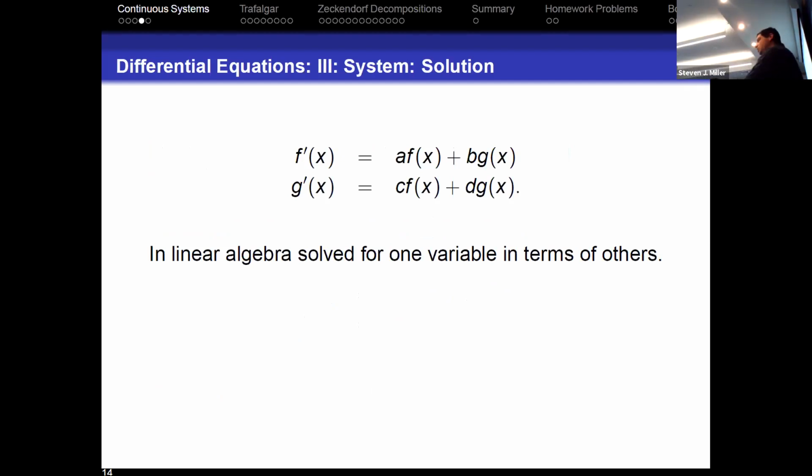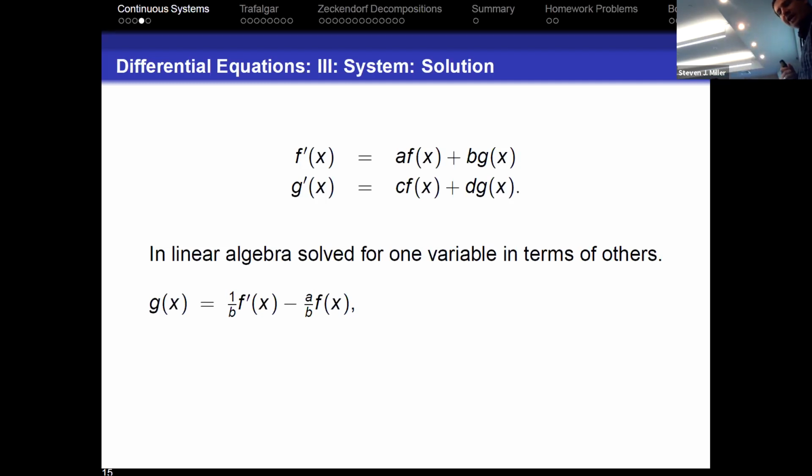And in linear algebra, we learned how to solve for one variable in terms of another. So if you're comfortable with matrices, you can use matrices. If not, if I have things in terms of x and y, I solve for y in terms of x. I then feed that into the other equation, and now I have an equation for x. I solve for that, and then I feed that into the equation for y in terms of x. So what I can do here is write g of x is equal to 1 over b f prime of x minus a over b f of x. I'm getting that by looking at the first equation and just solving for g.